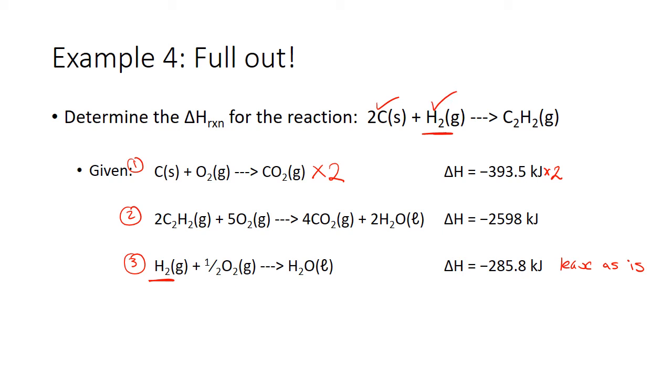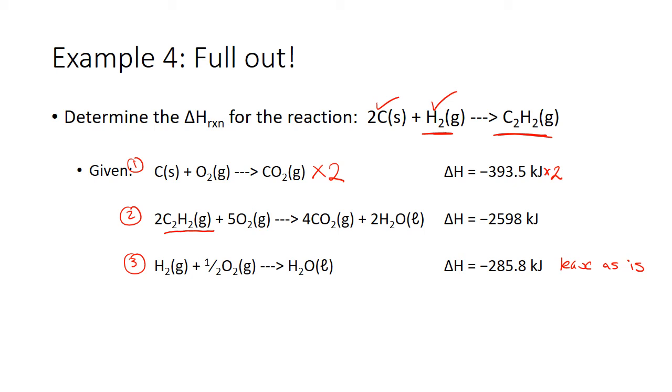All right, last piece of the puzzle, we're looking for the C2H2. It's right here. But it's on the wrong side of the arrow. It is on the wrong side of the arrow. And do we have the right number of it? No. We only need 1, but this one has 2.